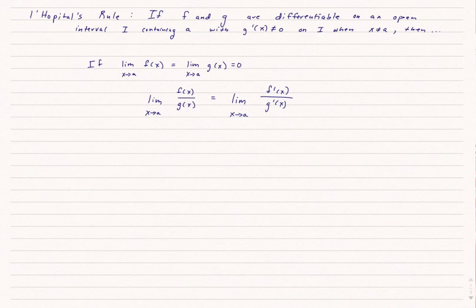This works as long as the limit on the right-hand side exists. I can let x approach infinity, negative infinity, a from the left-hand side and a from the right-hand side. There is a proof, but I'm not going to go through it. I'm just going to go ahead and start using some examples.